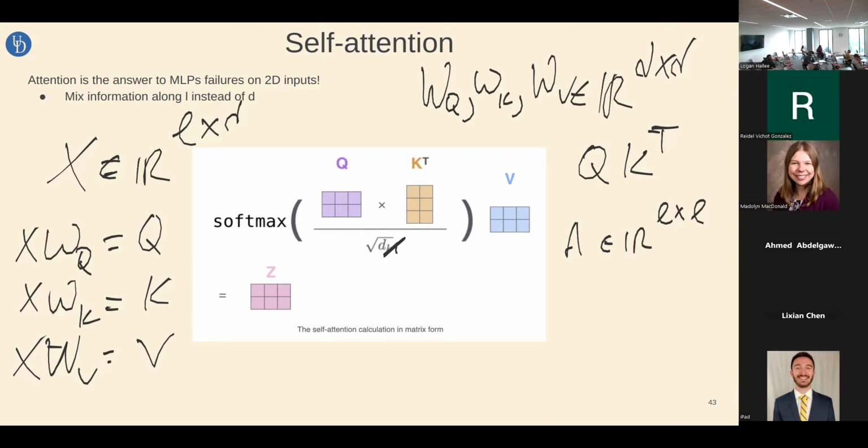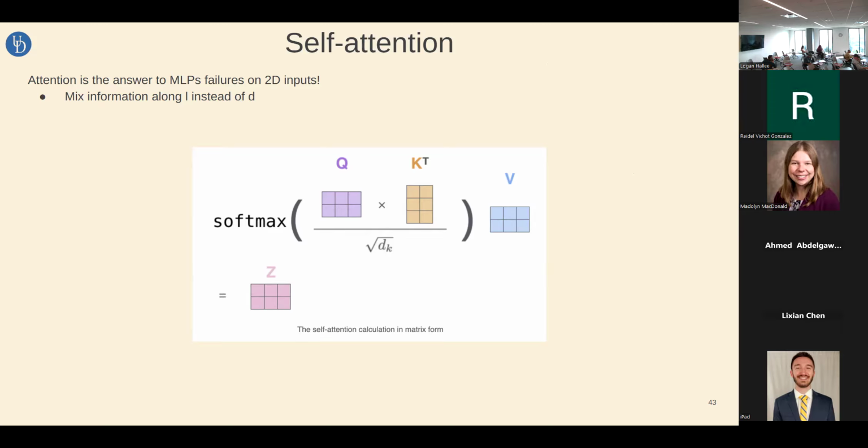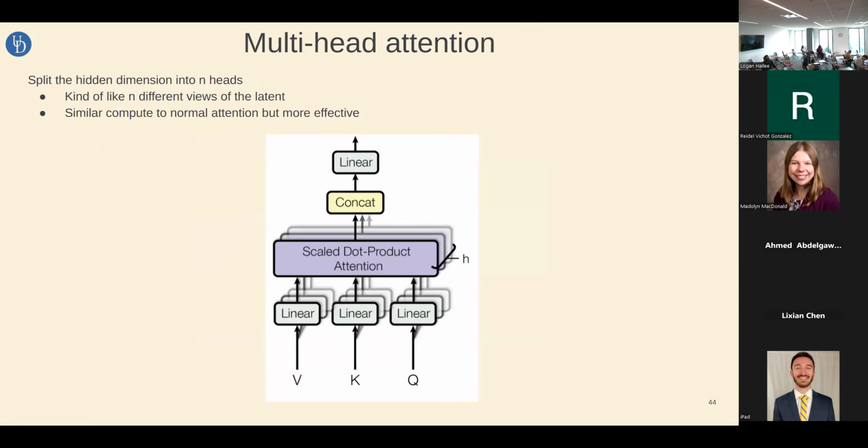Okay, so that is the crux of attention, and the intuition behind it can go very deep. But essentially it's a self-similarity measurement. And it allows us to mix information across one axis of our matrix instead of just the other one. Another important concept is multi-head attention.